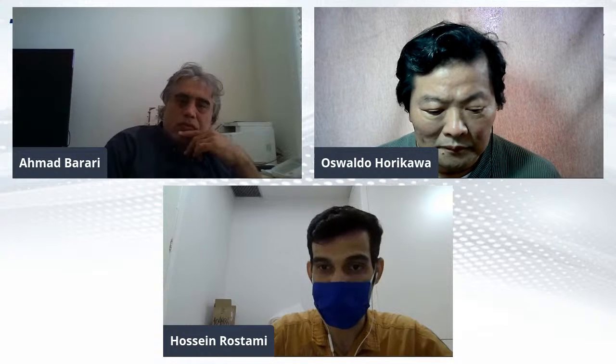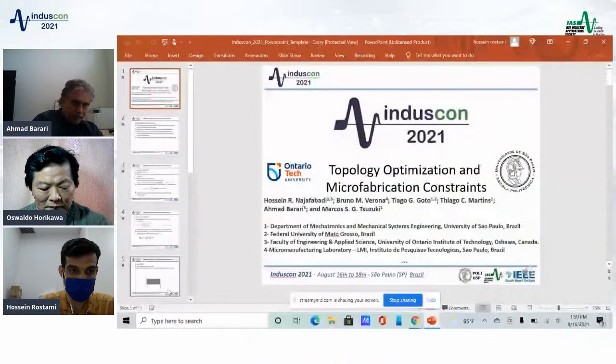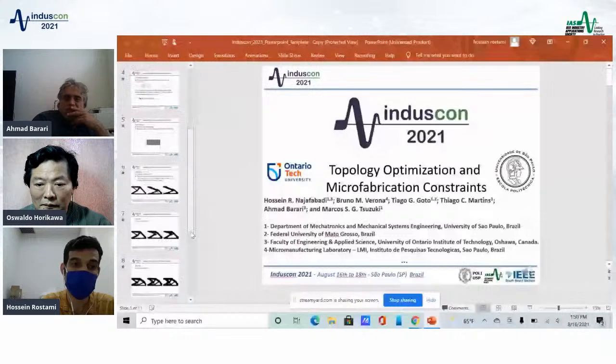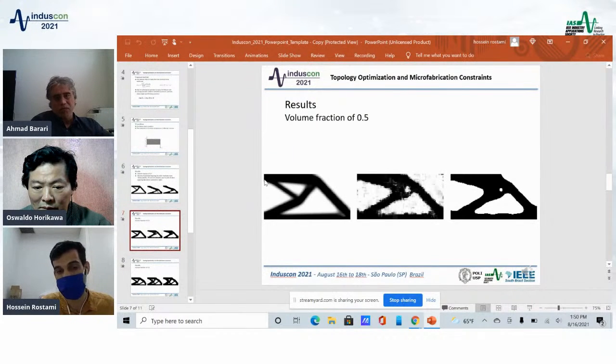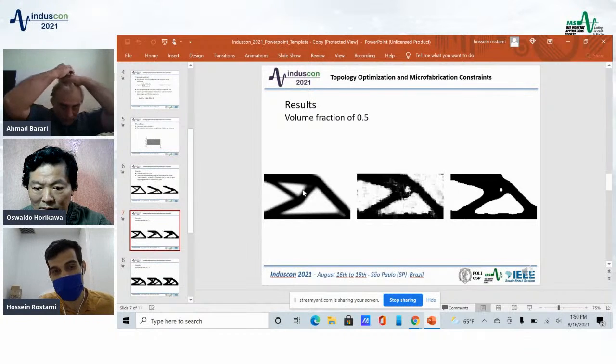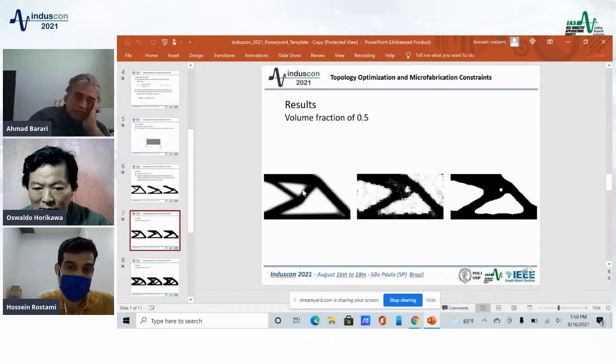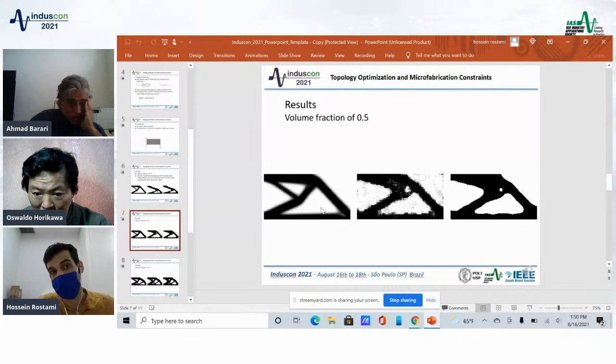Okay, as you can see here in the results for a traditional cantilever beam, here is the traditional method that uses the sensitivity information. It's the traditional method of topology optimization. As you can see here, there are also some gray areas, some sharp edges, that are difficult for the fabrication process.